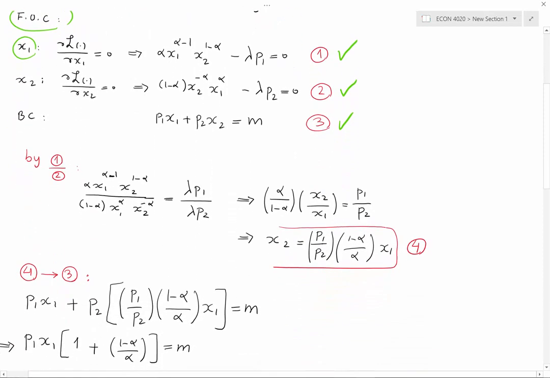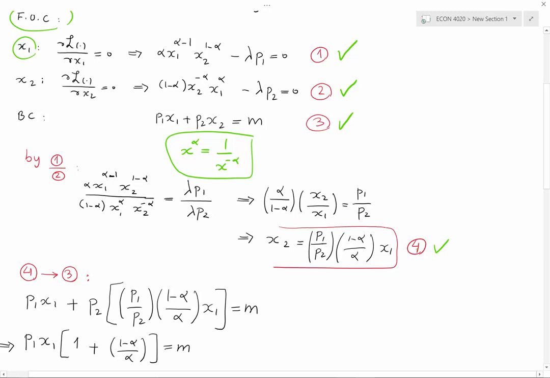By dividing equation number 1 over number 2, we get this term here. We can simplify this term more by applying a very simple math rule. We know that x to the power of alpha is equal to 1 over x to the power of minus alpha. So by applying this simple math rule, we can simplify this term and get equation number 4. Equation number 4 says the value of x2 is a function of the value of x1.